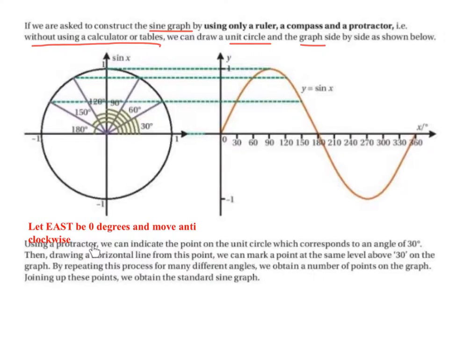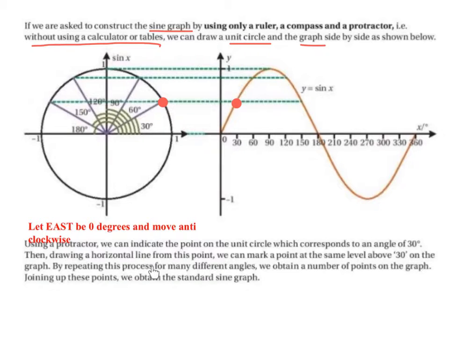So using a protractor, we can indicate the point on the unit circle which corresponds to an angle of 30 degrees. So this is our angle of 30 degrees, and this is the point on the circle which corresponds to the angle of 30 degrees. Then drawing a horizontal line from this point, we can mark a point on the same level above 30 degrees on the graph. So take our ruler, we draw a line across, and when we get to 30 degrees on our x-axis, we plot a point.